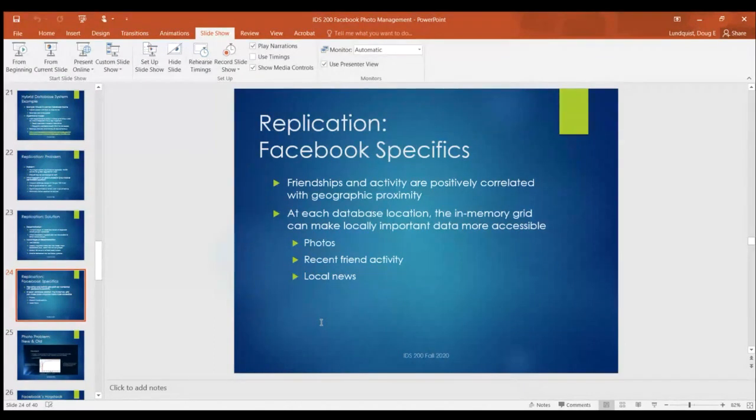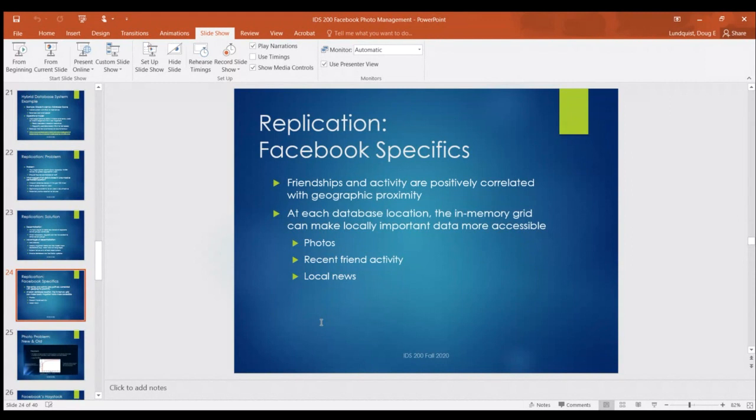Now, specifics to Facebook. So friendships and activity are pretty solidly correlated with geographic proximity, right? We tend to be friends with people that we're physically close to, right? So that's especially true in high school. You start making friends, they're in your city, you go to the same high school, you're friends with them. To an extent, it happens in college. Then there's a little window where it all kind of blows up because all your friends go to different colleges all over the world, and you're still friends on Facebook. And then it tends to come back to an extent later on. But there's definitely a positive correlation. It's just not a perfect correlation.